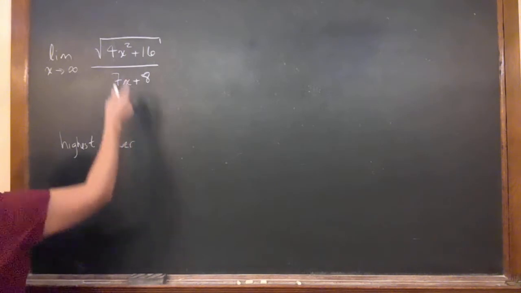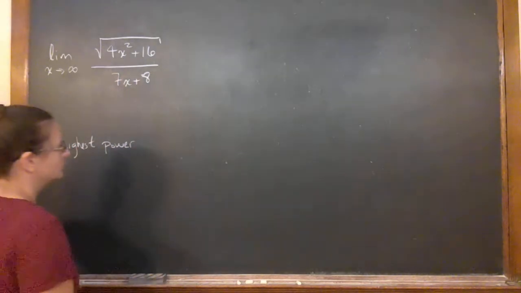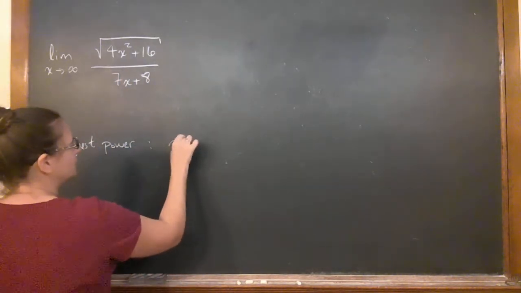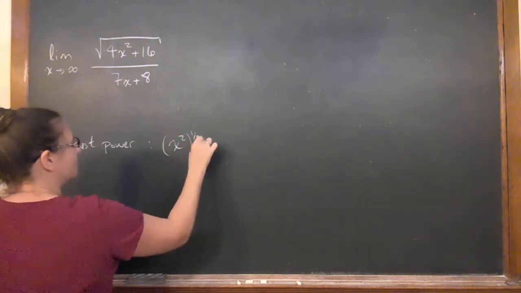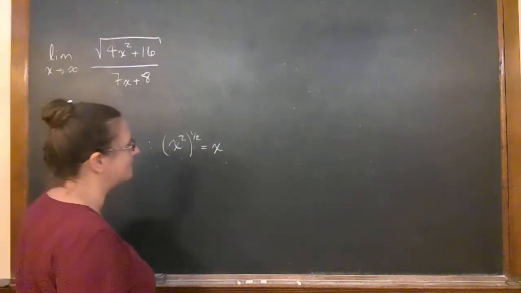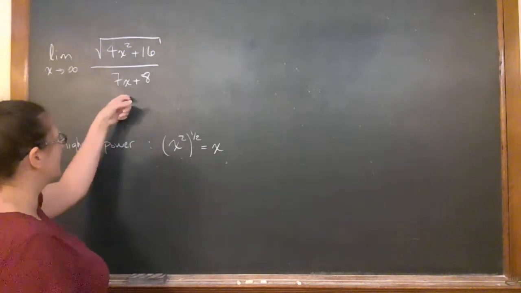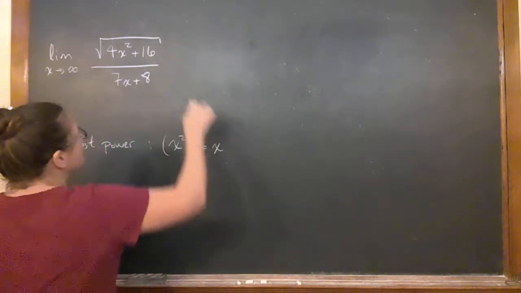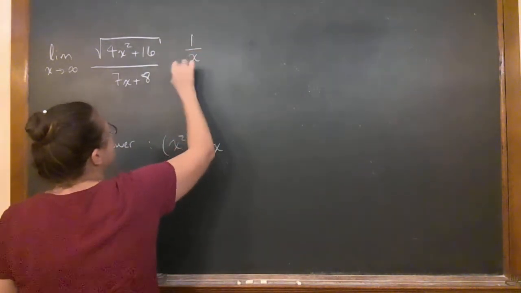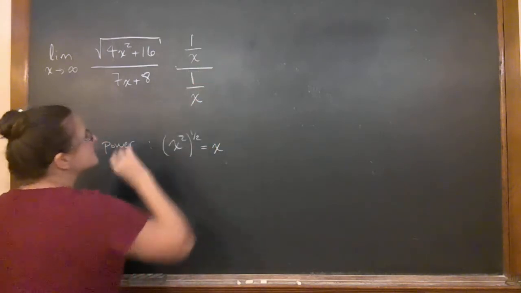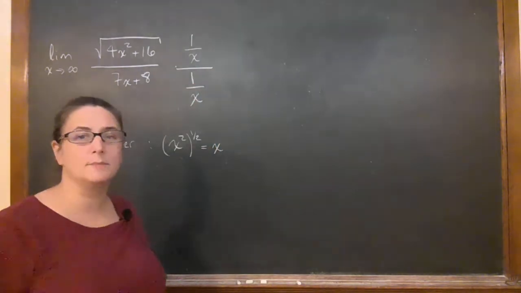So you can look at the highest power under the root and then take the root of it, and that will give you the highest power in the top. And of course, it turns out that the top and the bottom have the same. So what I want to do is divide top and bottom by 1/x.